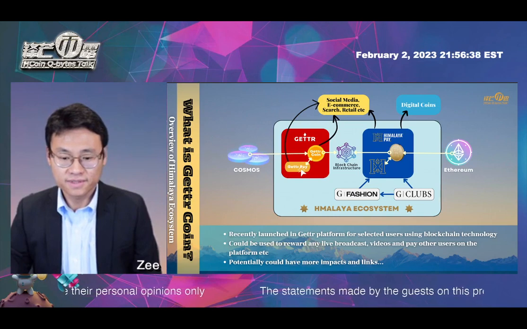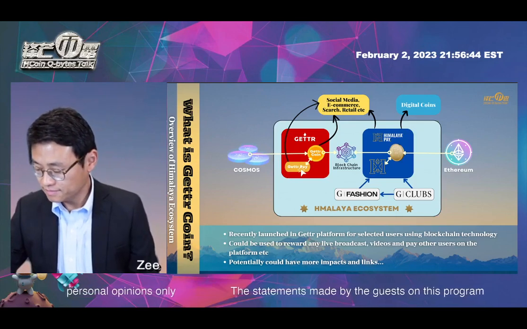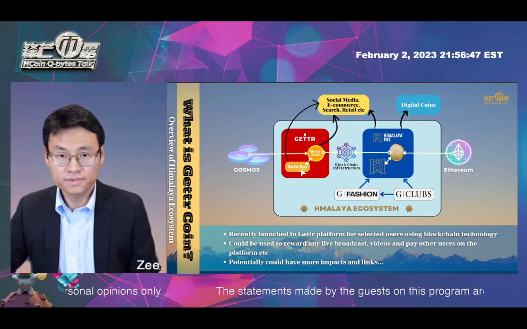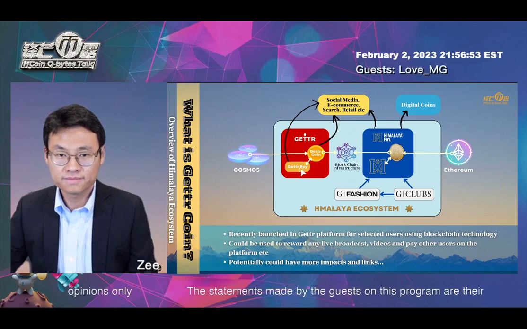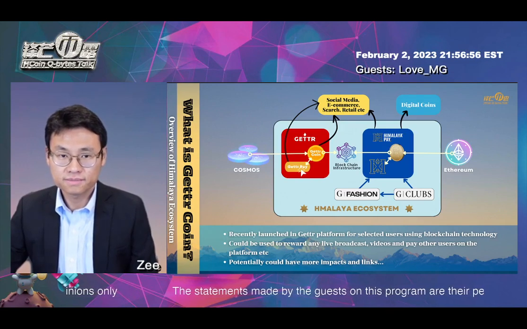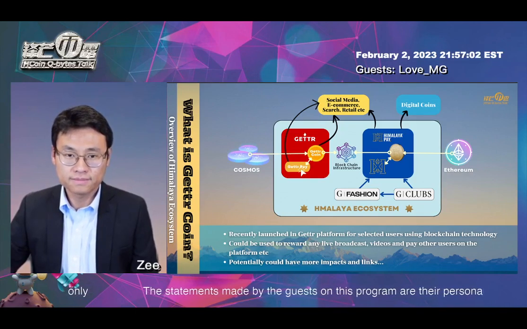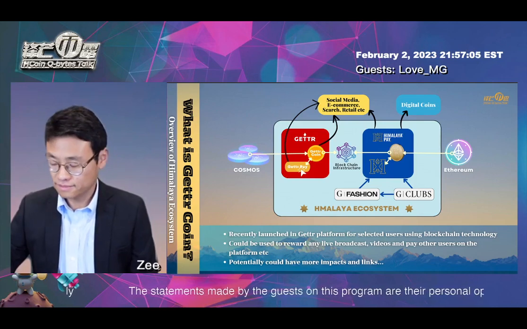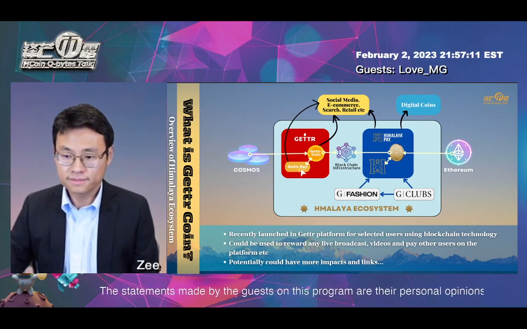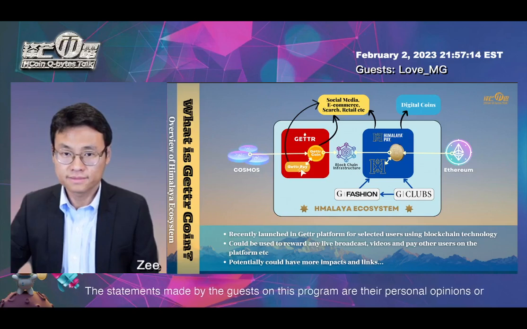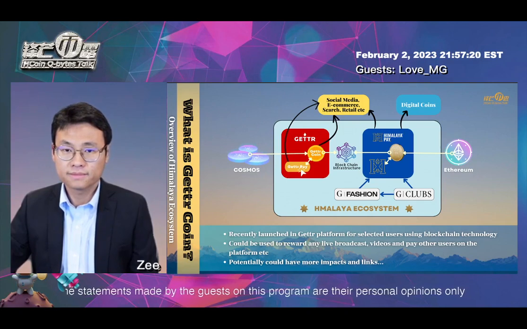Yeah, so let's briefly go through this slide. On the left-hand side you see Gettr. Gettr coin is using the Cosmos blockchain at this moment, and on the Gettr platform, if you are a V user, you can use the Gettr coin to tip or reward any live streaming you like. There will also be some other functions, like redeeming the coin later, but that's basically what you can do on the Gettr platform.